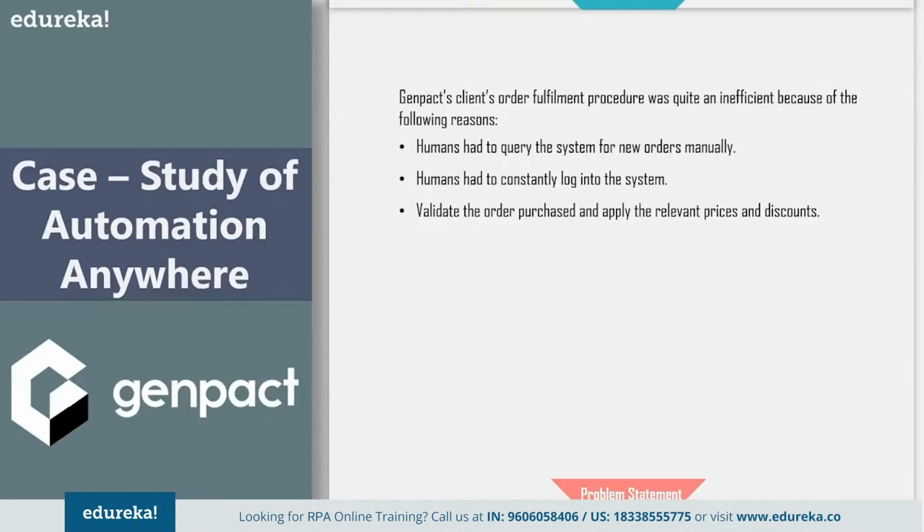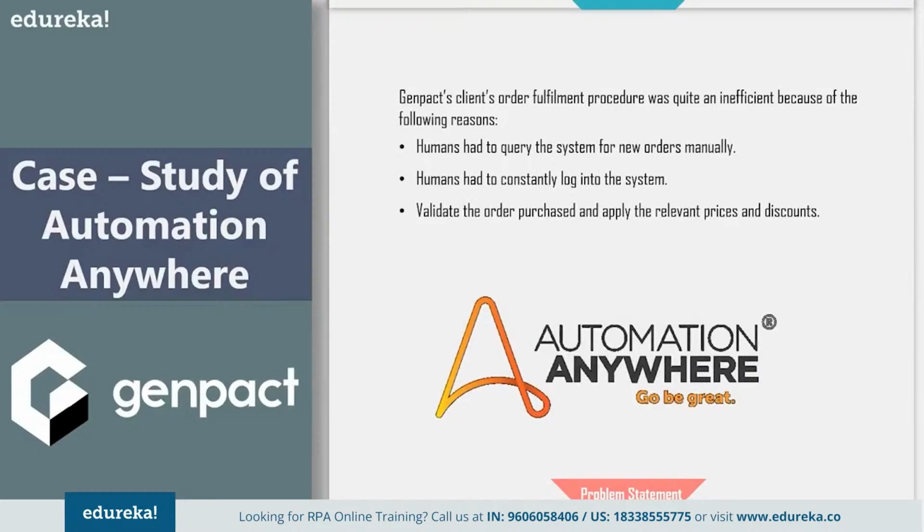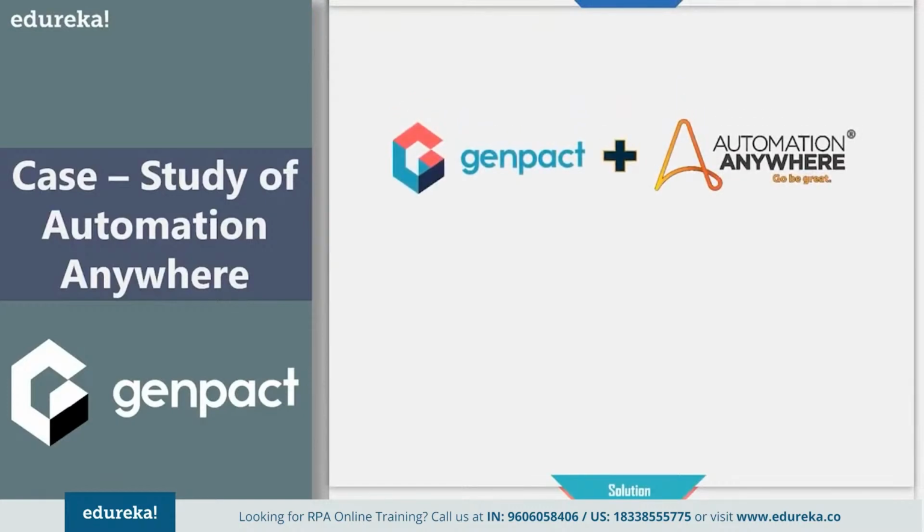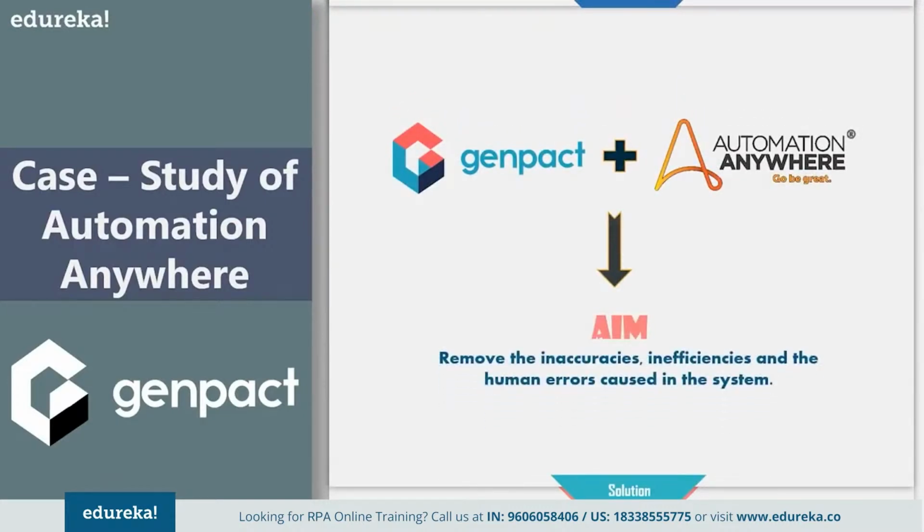Now, to benefit their businesses, Genpact decided on automating their processes. Obviously, the solution was Automation Anywhere. So Automation Anywhere and Genpact decided to re-engineer the process by using smart enterprise processes. Their aim was to remove the inaccuracies, inefficiencies, and human errors caused in the system. So the execution team decided to integrate the legacy systems with Automation Anywhere and make sure that humans have an eye on the entire process getting executed, right?